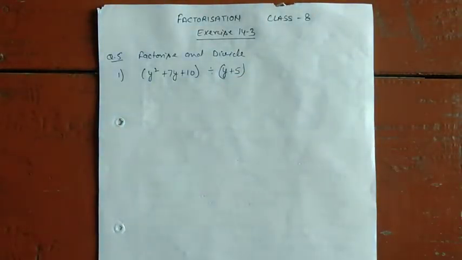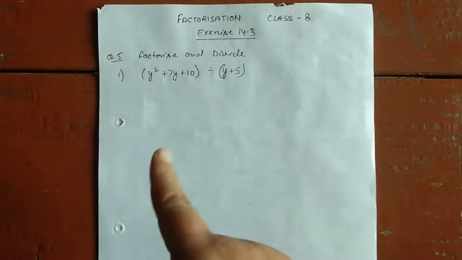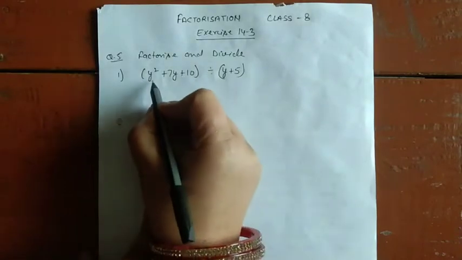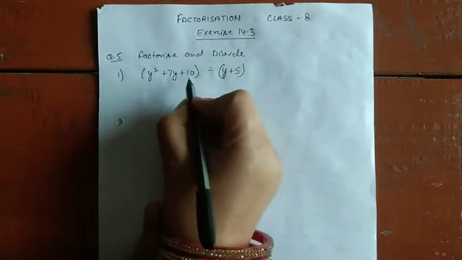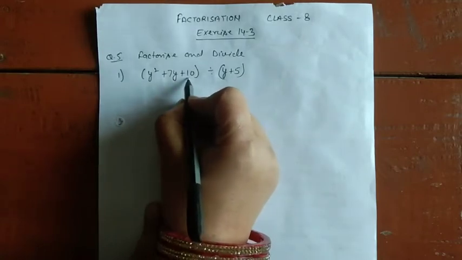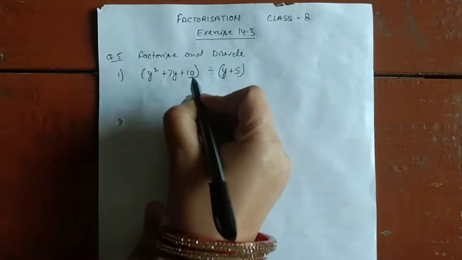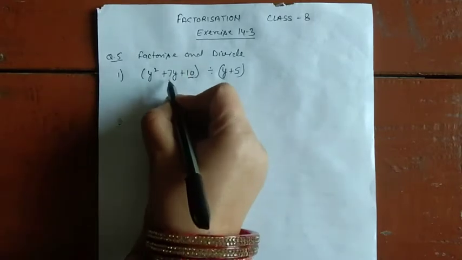In this question, first of all, we need to factorize the numerator. So just have a look at the numerator. It is y square plus 7y plus 10. What I have told you is that you have to find the factors of the last term and check whether the sum or subtraction of those factors is equal to the middle term.